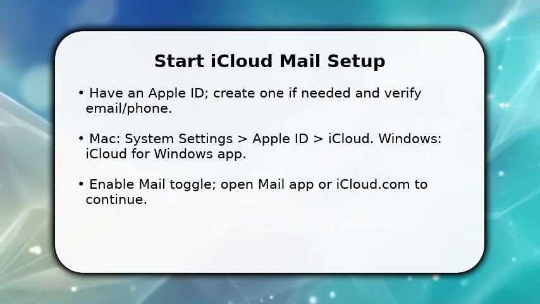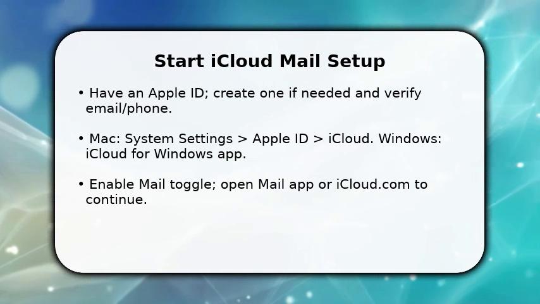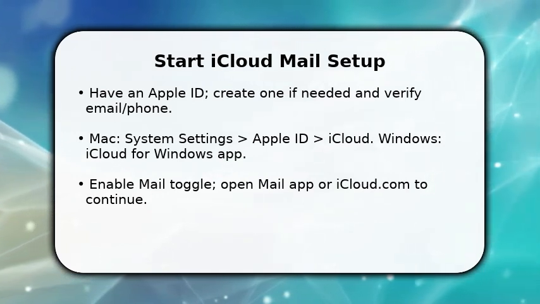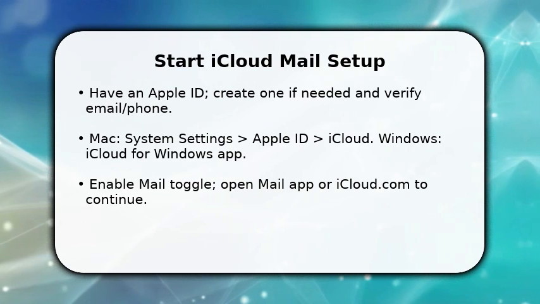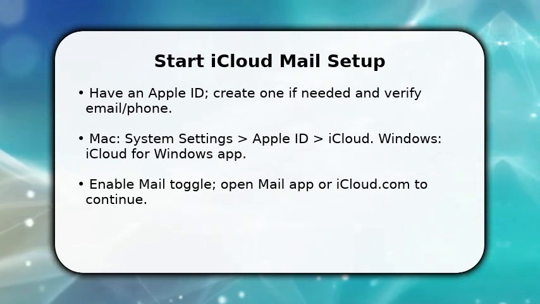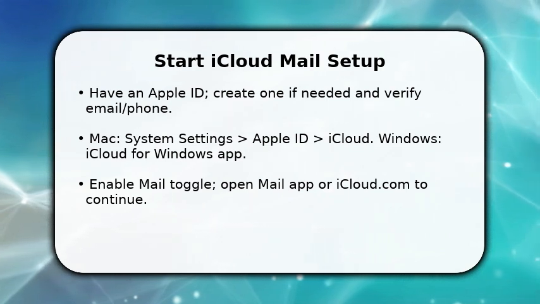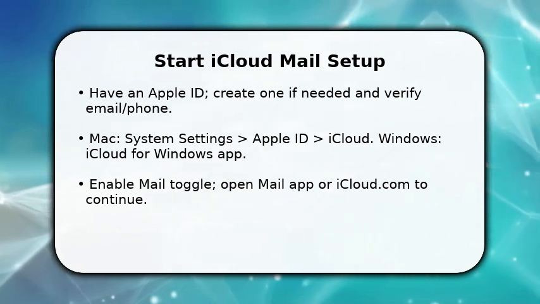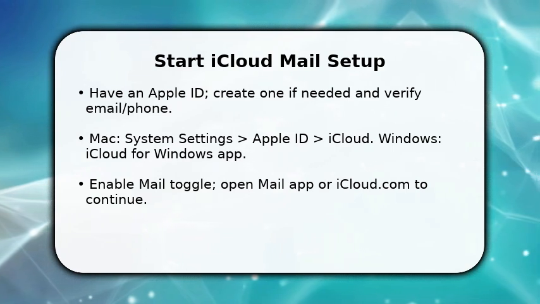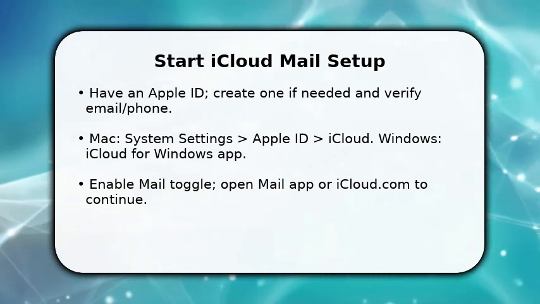You begin by confirming you have an Apple ID and that two-factor authentication is active. This secures iCloud Mail. Once done, on a Mac go to System Settings, click Apple ID, then iCloud and enable Mail. On Windows install iCloud for Windows and turn Mail on. Make sure your OS is updated so the Mail client supports iCloud.